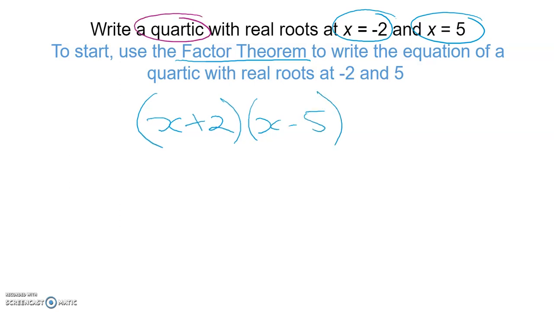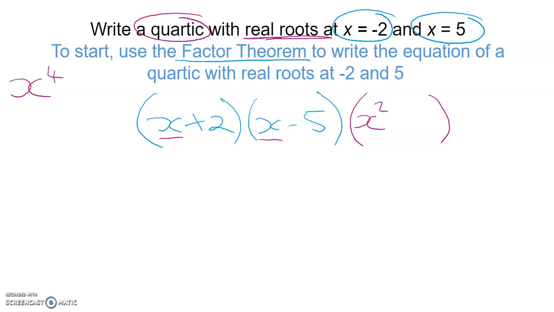Now we also know that our quartic is x to the power of 4. And we have 1, 2, so this would end up being x squared with our real roots. So we need to multiply it by another factor of x squared plus or minus something that's going to give us a complex root, because we're only allowed these two real roots.